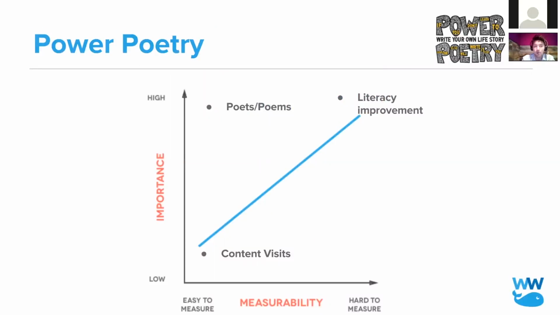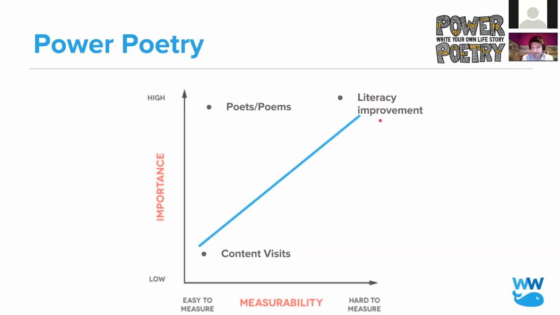So let me make this more practical with a case study. Power Poetry, our largest online teen platform for poetry online to help teens improve their literacy, powerpoetry.org. These are where they sort of plot some of their metrics. And the main one over here is how many poets and poems are being posted on the site and that sort of relationship to each other.